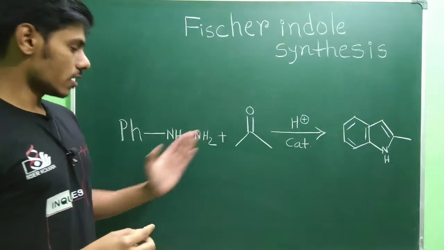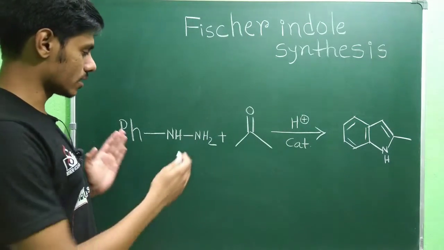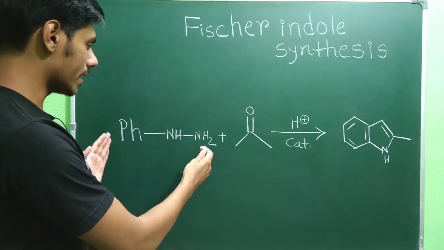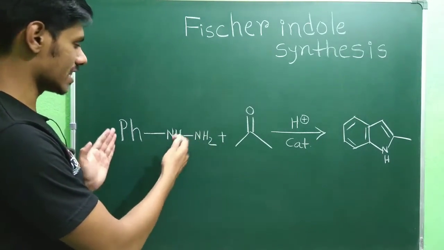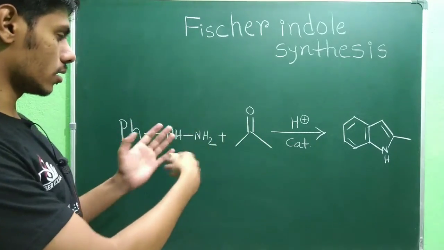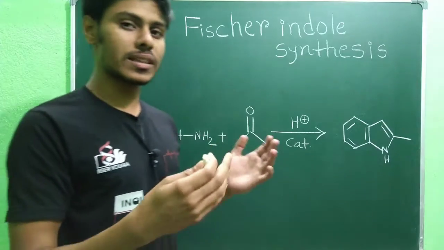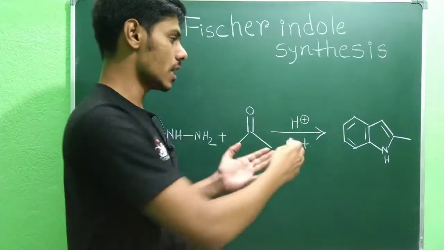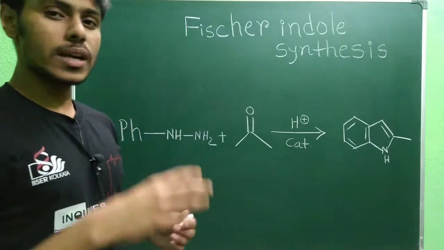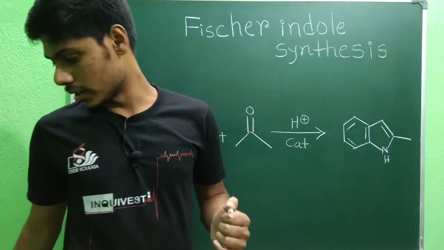So this is the Fischer indole synthesis. As you can see, it starts with one aromatic hydrazine, in this case phenyl hydrazine, along with a ketone, and when these two reagents are treated with a catalytic amount of acid, you will get this indole product. Now we will look into the mechanism of this particular reaction.